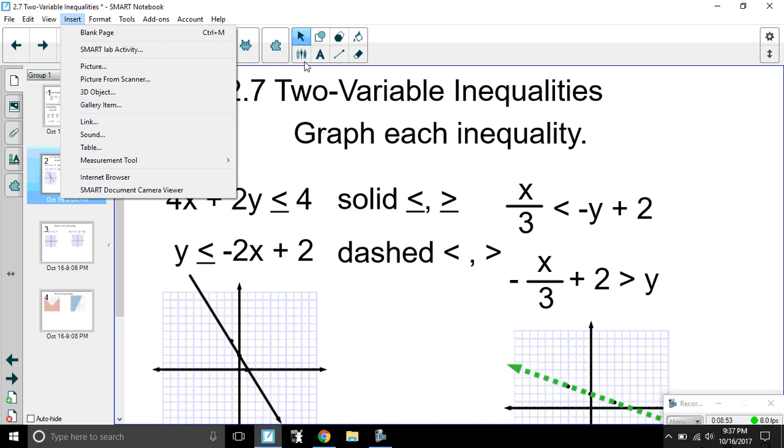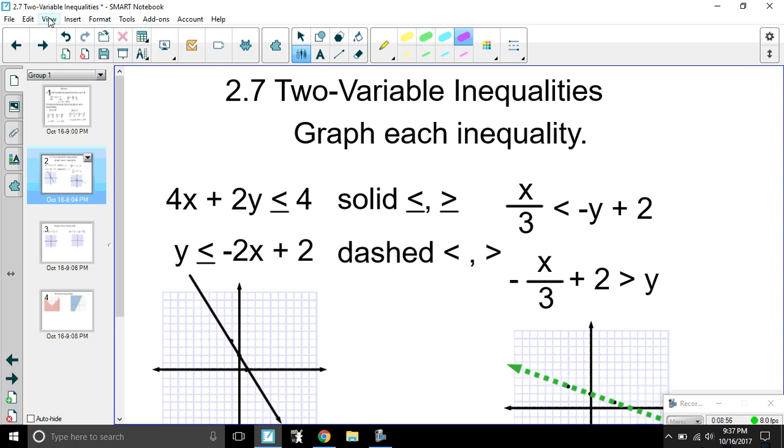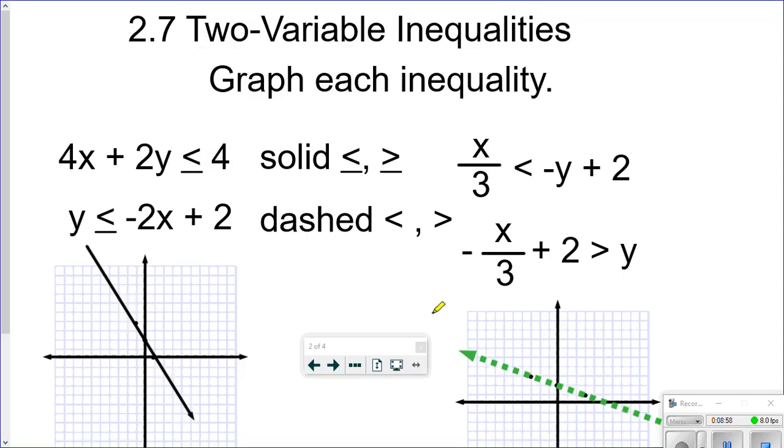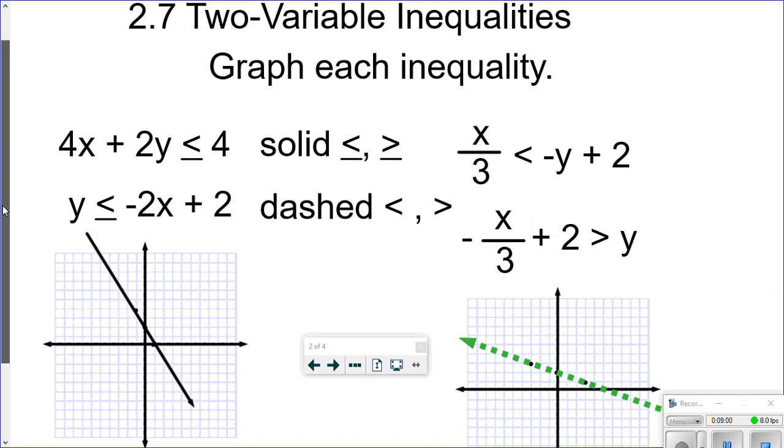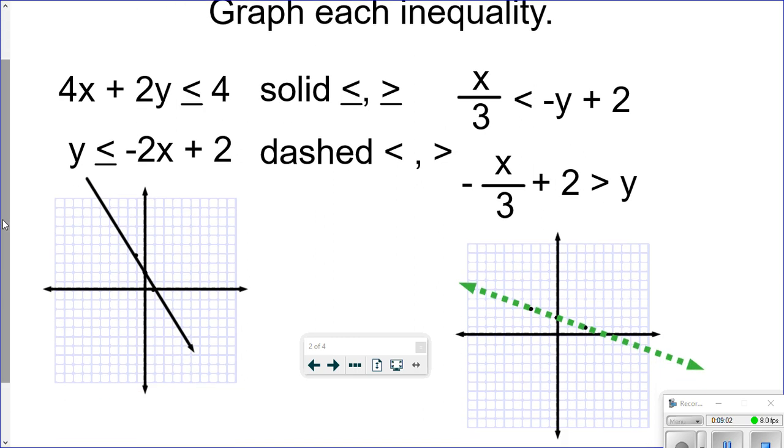Now, something else here that is highly important is these graphs are not done. Because it's an inequality, remember, this is saying everything less than this line is a solution to this inequality, essentially.